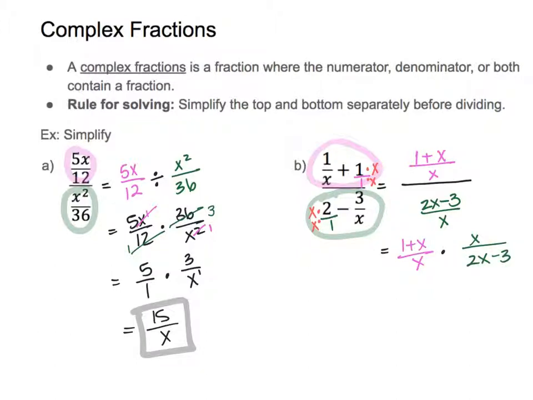And so when I look at this, I notice that the x's cancel diagonally because they're both the same. And then it looks like if I multiply straight across, I just have 1 plus x in the top, and then the bottom just 2x minus 3. So that's going to be my answer. Okay. And that's it. I can't really simplify any further because 1 and x, I can't combine them. So this is my final answer.